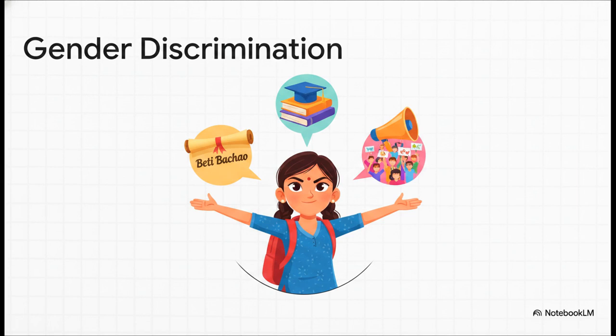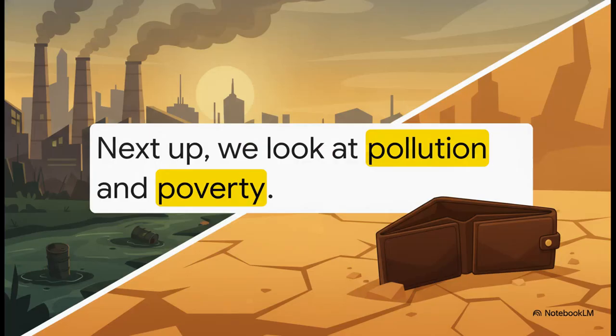Programs like the Beti Bachao or Save the Daughter campaign, a huge push for women's education, and broad social awareness drives are critical here. These are large-scale efforts specifically designed to shift societal mindsets and create equal opportunities for everyone. Let's move to our next category, where we'll look at issues that threaten our daily survival and our economic stability: environmental pollution and poverty. These are massive problems that directly impact our health and our future right now.